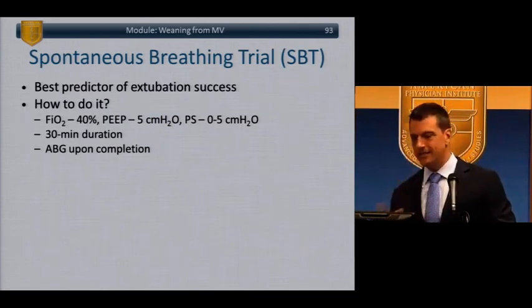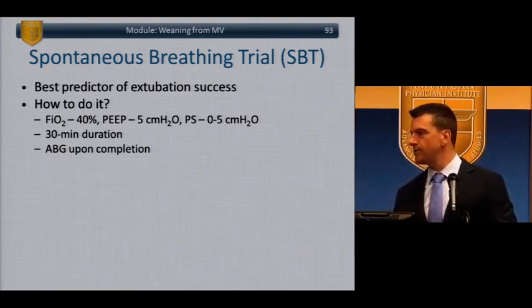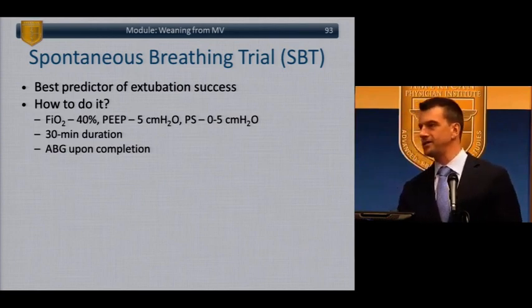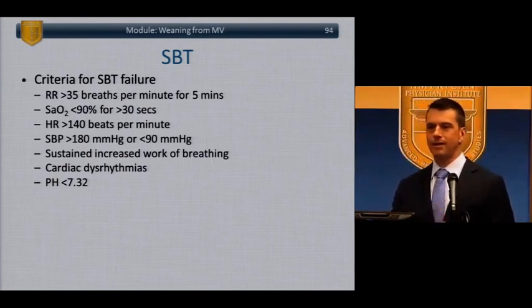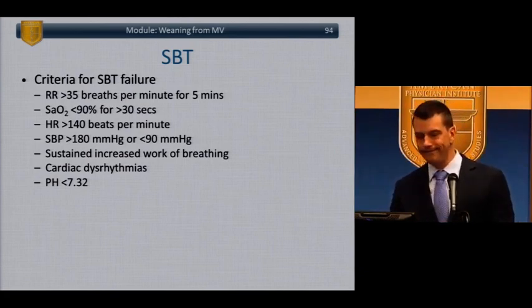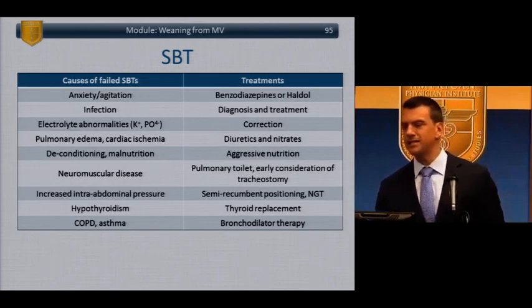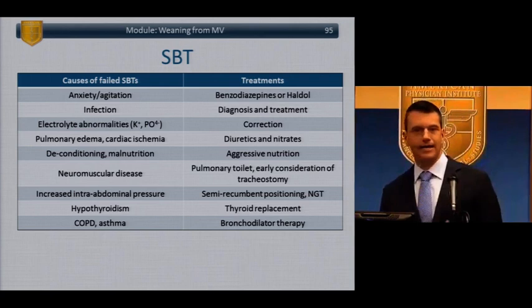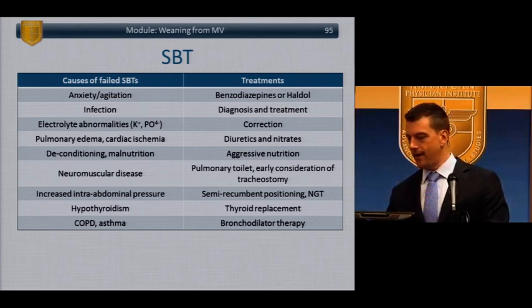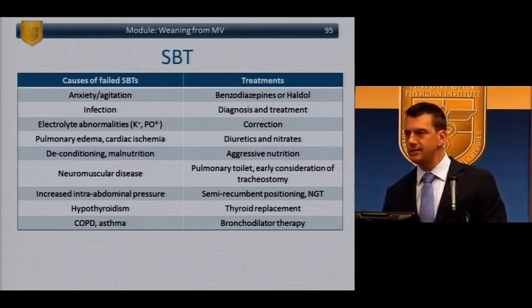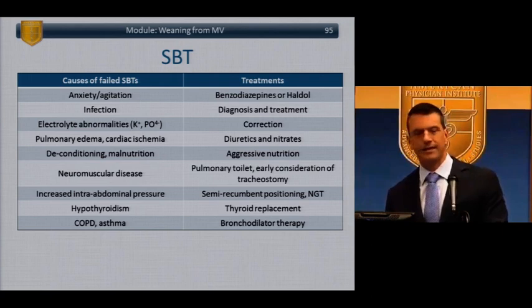So best predictor, again, is the spontaneous breathing trial. You put them on 40%, 5 of PEEP, 10 of pressure support, you let them go for half an hour, and you get an ABG at the end to make sure it's normal. If they start breathing over 35, having blood pressure abnormalities, arrhythmias, they just look terrible, their pH drops in that blood gas, that's a failed trial. Again, lots of causes that you can look for: agitation, anxiety, infections. You just need to find out what these are and see what you can do to treat them, whether it be better feeding styles, do they need an NG tube just because of stomach, is it just body positioning, etc.